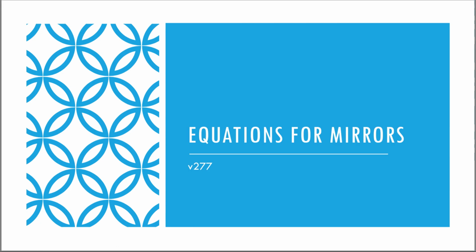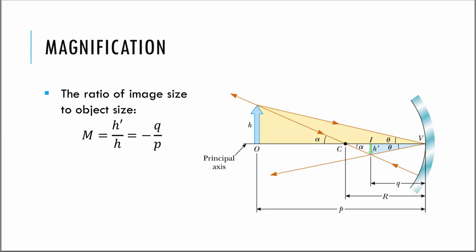Hey everyone! We've been looking at mirrors and how images are formed using ray diagrams. But what if we need exact numbers? The ray diagrams sometimes give approximate answers, and they really depend on how precise you are. So in this video, we're going to look at different equations relating to mirrors that will help us find those images and the properties of those images.